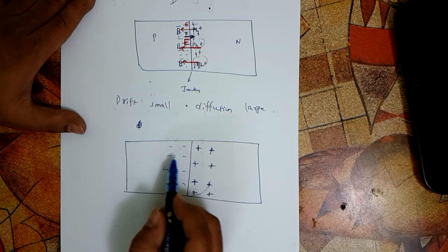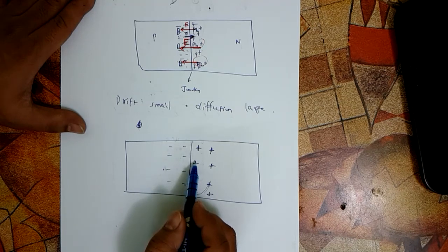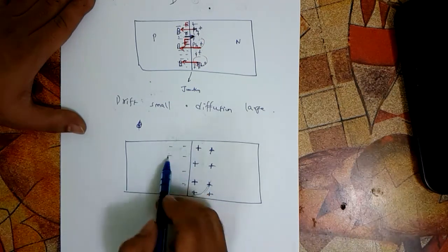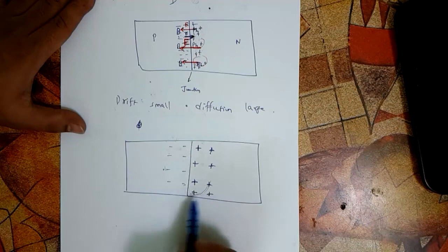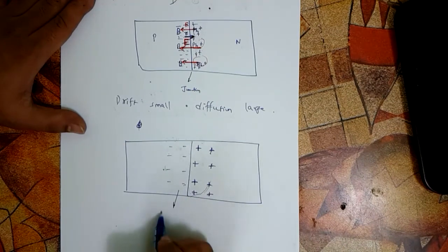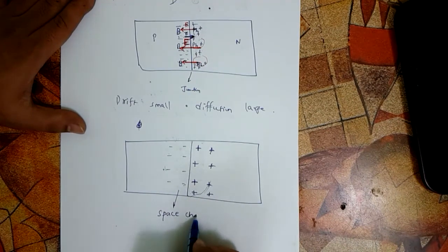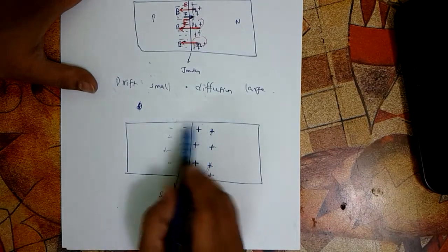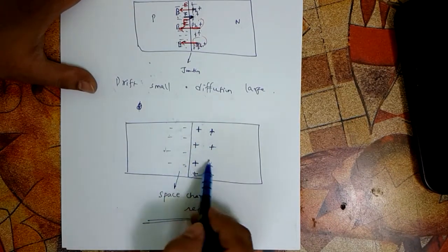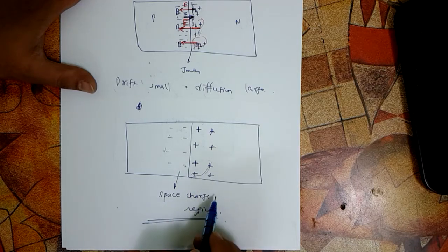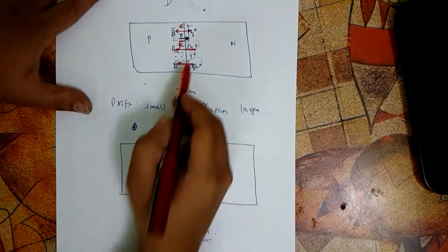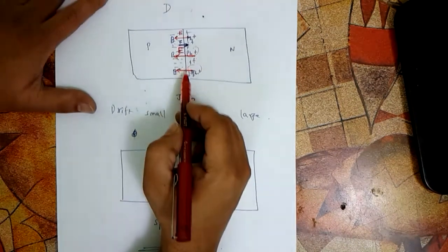So neither the negative charge moves nor the positive charge moves. So this region is actually depleted of the actual charge carriers, and whatever these charges are here, they just remain at their places. That's why this is also called the space charge region. So what is a space charge region? A space charge region is a region in which the positive and negative space charges are created, which is also the depletion region.